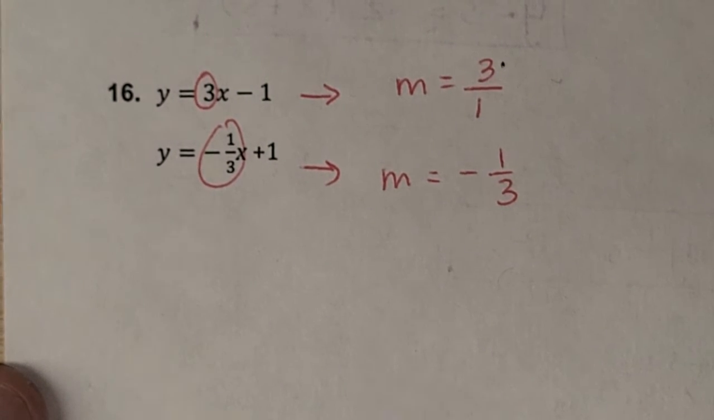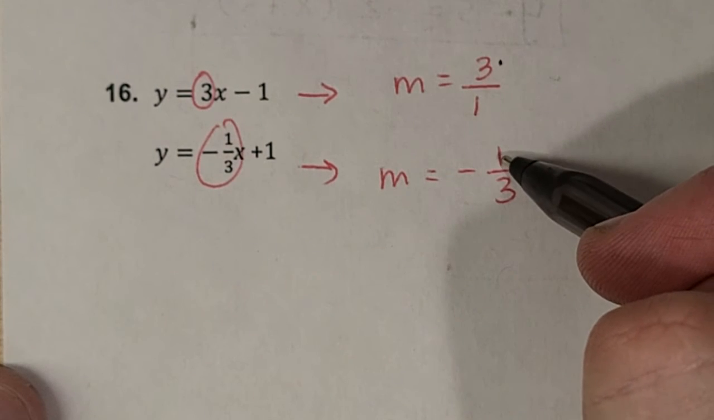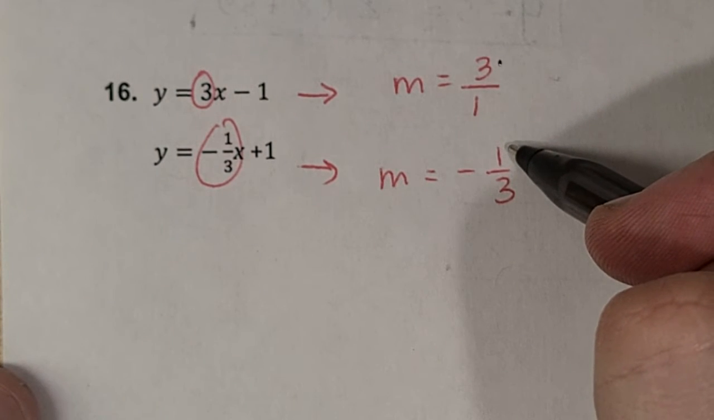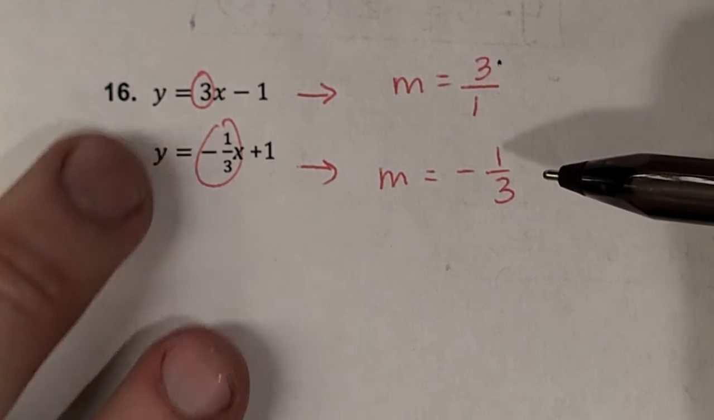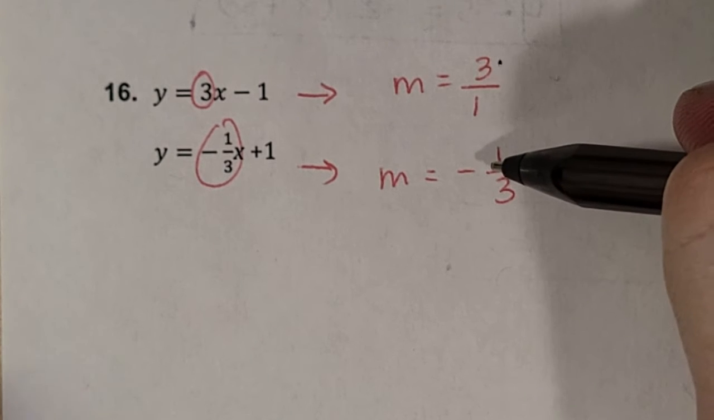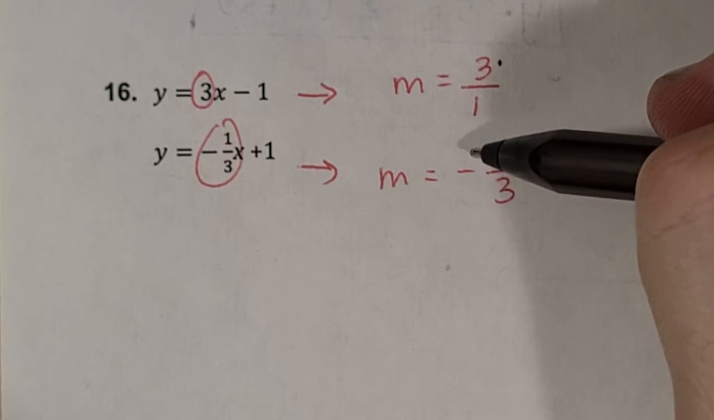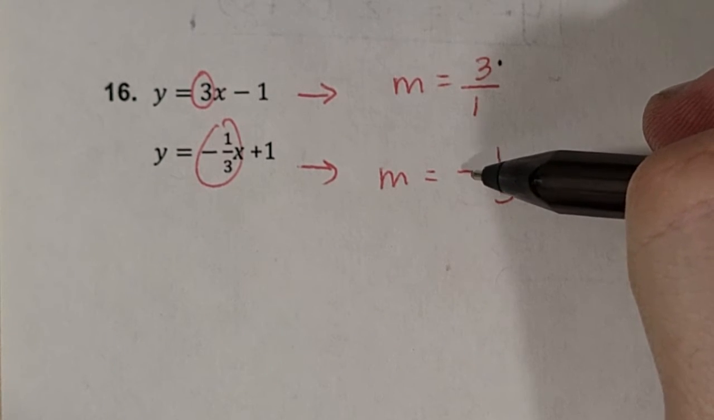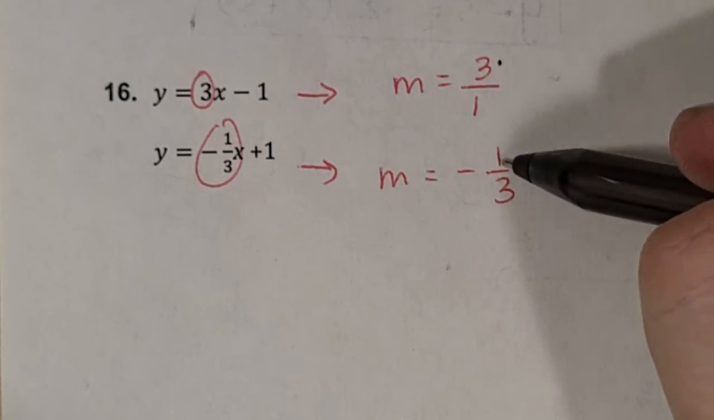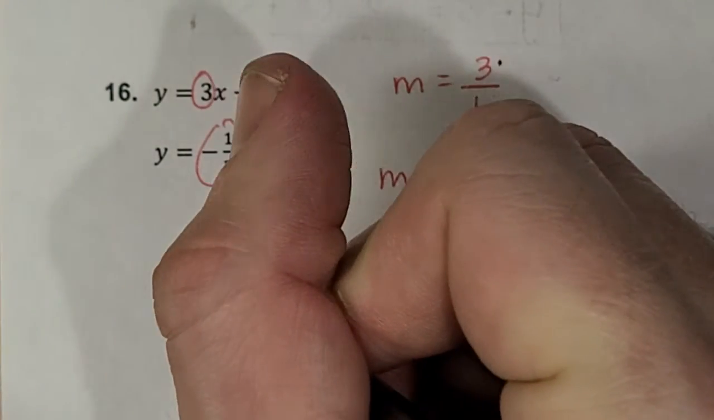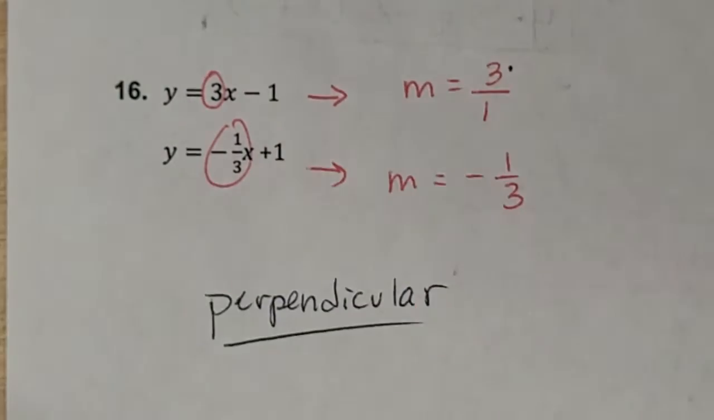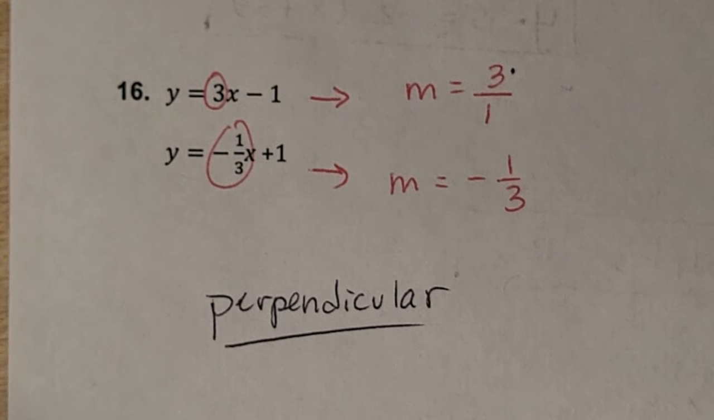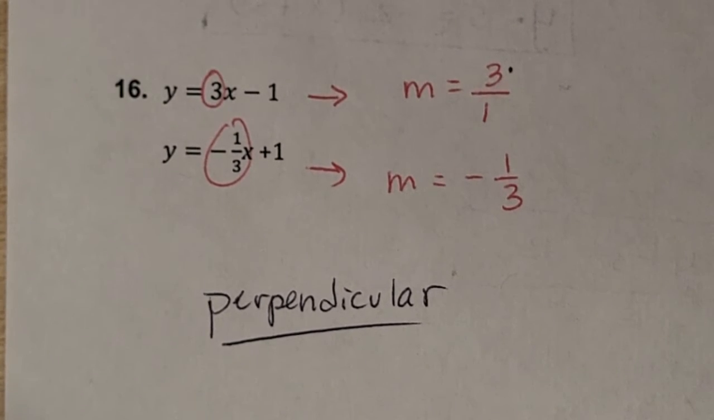So, are these parallel? Well, are they the same? No, definitely not. So, obviously not parallel. Are these perpendicular? Well, if they're perpendicular, they need to fit those two words, opposite, reciprocal. Opposite, one's positive, one's negative. Check. Reciprocal, 3 over 1, just flipped, 1 over 3. Hey, nice. So these are perpendicular. That'd be the answer to this one. And that's because I can see their slopes. I don't have to do any work.